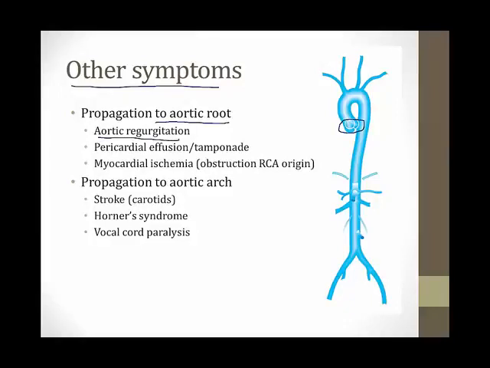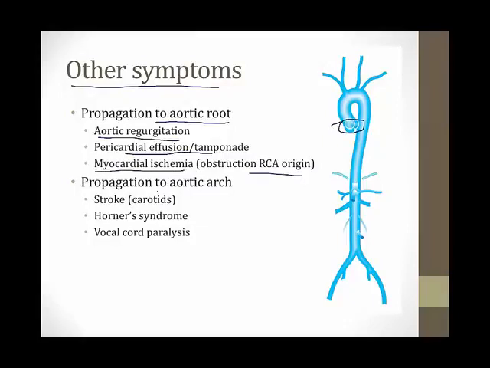Those leaflets of the aortic valve will not be able to come together normally, and blood will leak backward through the aortic valve. In addition, the dissection can enter the pericardial space and cause a pericardial effusion or tamponade. And then finally, the coronary arteries come off of the aorta. The right coronary artery is particularly susceptible to obstruction. It comes off at a relatively high point here. And when the right coronary artery has its blood flow disrupted, that can lead to myocardial ischemia from a dissection.